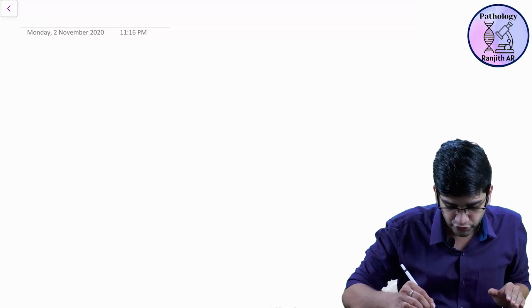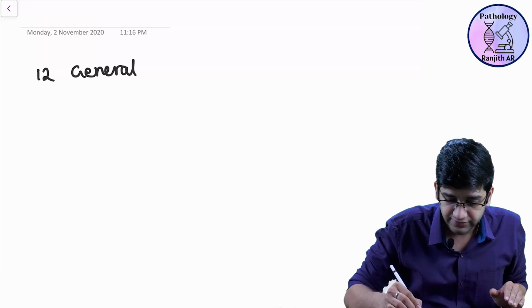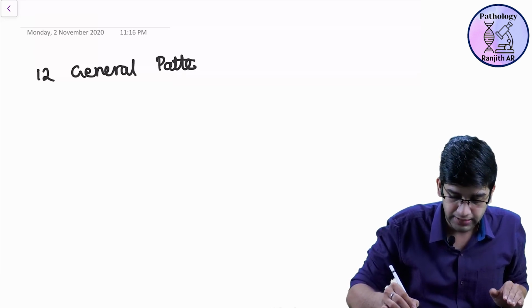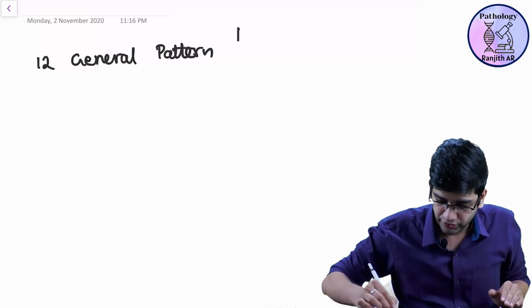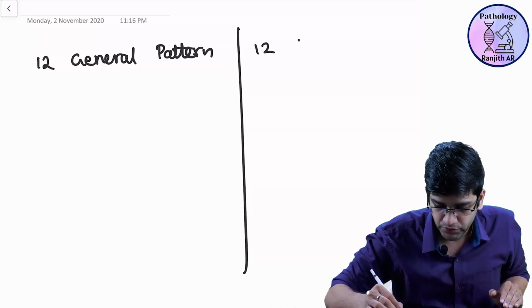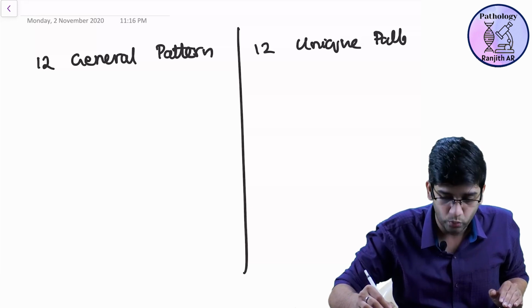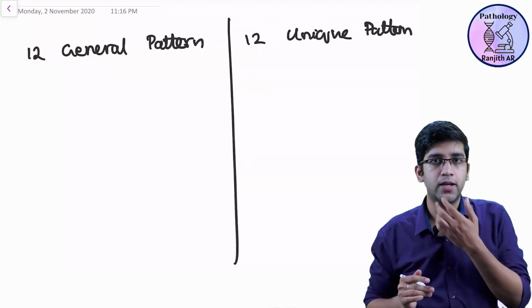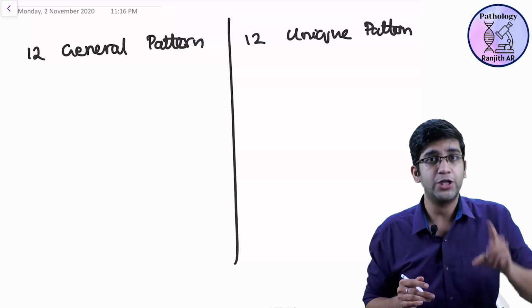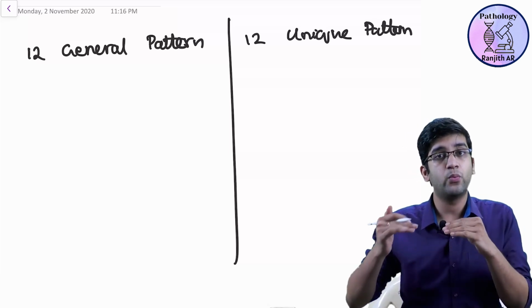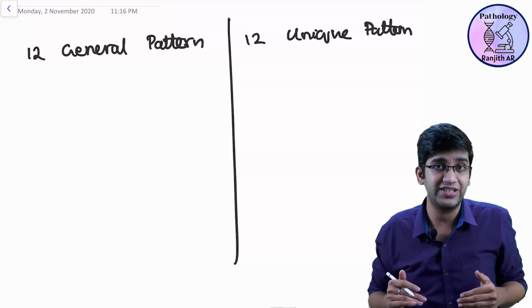I want you to take a fresh page. On the first page, write 12 general patterns. On the second page, write 12 unique patterns. I want you to write the same way I say, no change at all. I'll show you images, I'll show you a pattern, then I'll say in which tumors you are going to see that pattern.